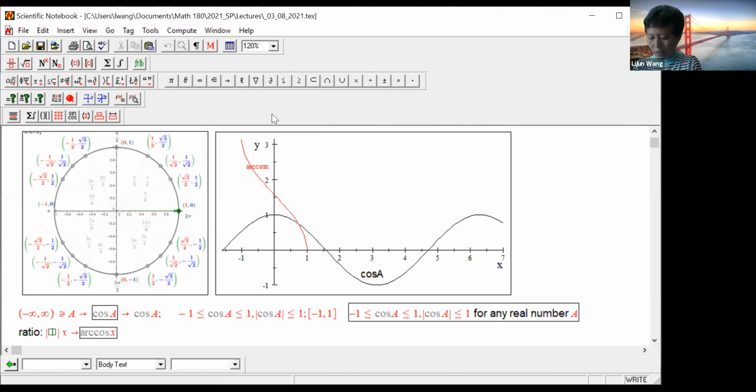Then you say, what if it's outside? Well, it will be considered undefined. This kind of ratio is taken, and the output is going to be an angle. What kind of angle? Arc cosine angle between 0 to pi.